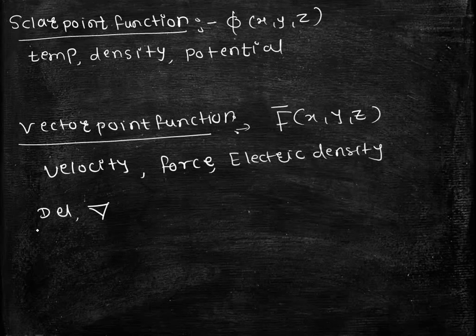So the del operator is nothing but i bar times delta by delta x plus j bar times delta by delta y plus k bar times delta by delta z. That is our operator, del. If we apply del on the scalar point function phi, then we get a result. That result is known as grad phi, or gradient of phi.